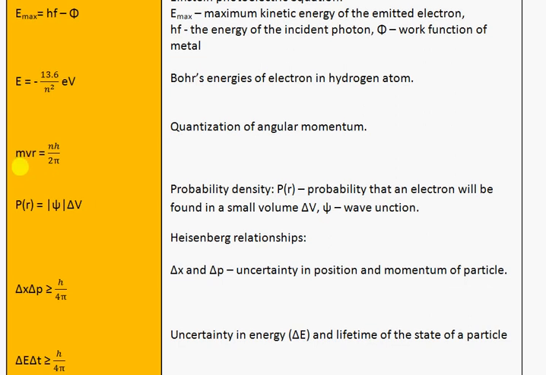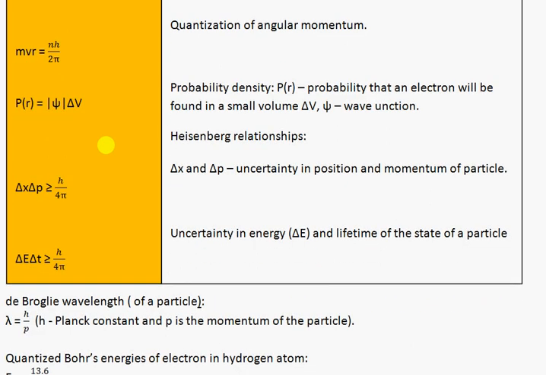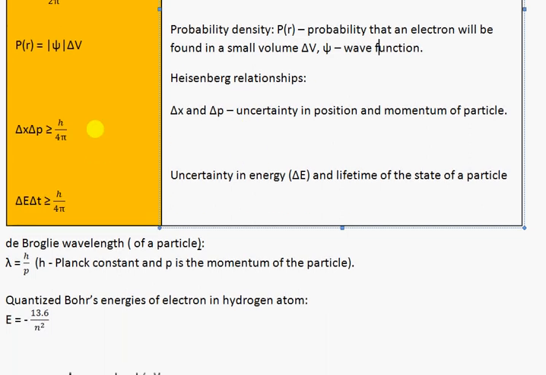Angular momentum is p times r, or mvr, and it also is quantized. It can have only such values with n an integer from 1, 2 and so on. Schrodinger model: the probability to find an electron equals the value of the wave function multiplied by the volume where we are going to find the electron. Here we have two Heisenberg relations which tell us that uncertainties in position and momentum are linked, the greater one, the smaller the other. The same for uncertainty in energy and uncertainty in time.